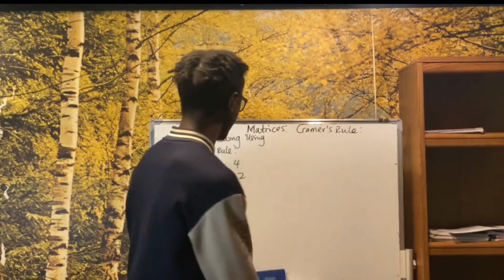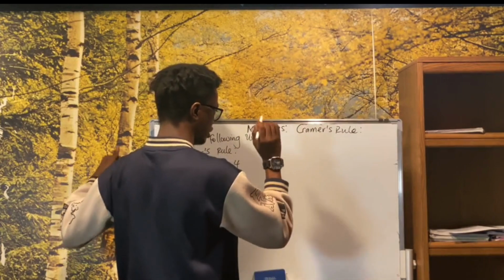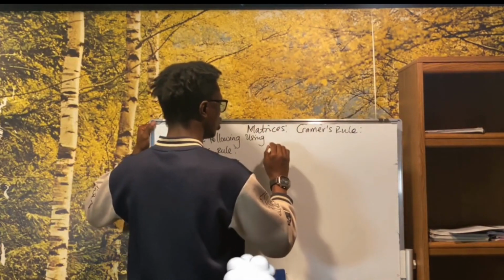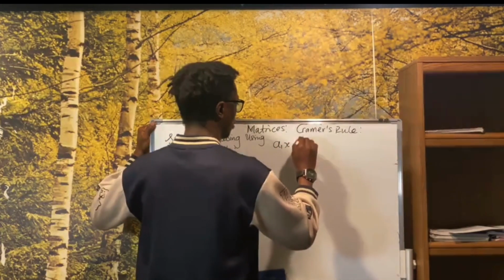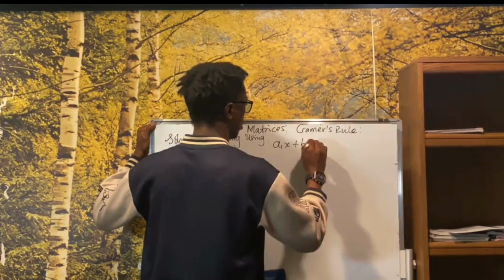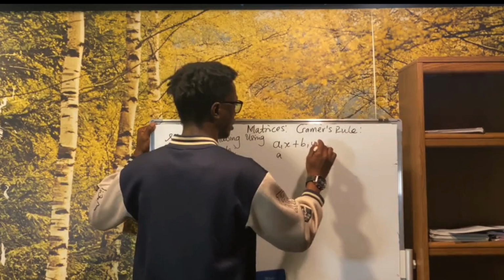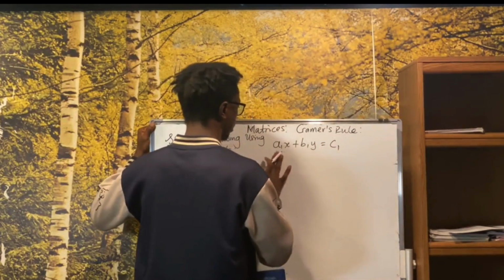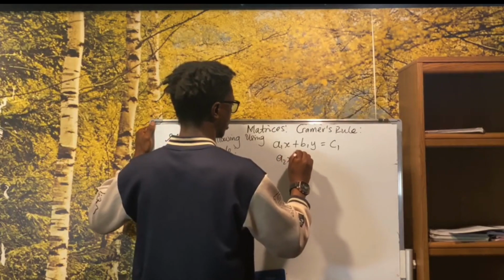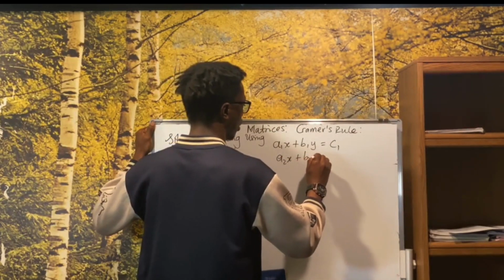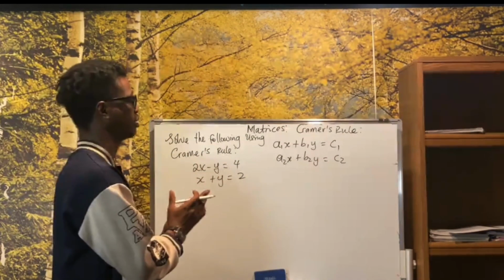Let's go. So the first thing you need to know, let's assume we have, this is the formula. Let's assume we have a1 x plus b1 y equals c1, okay? Then down here we have a2 x plus b2 y equals c2. So it's more like in this form, right?